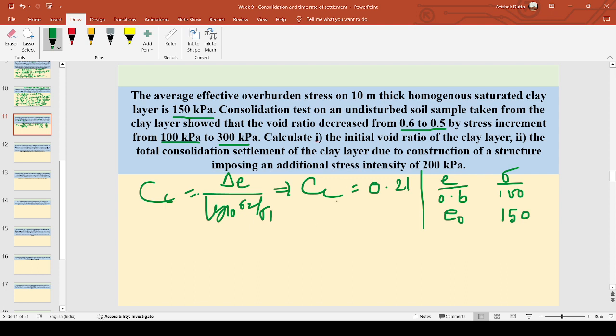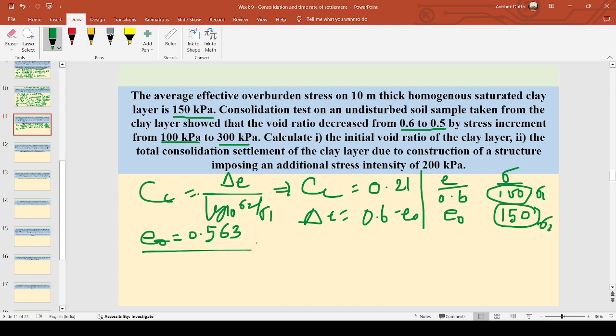Again, using the same formula, del E equals 0.6 minus E0, and sigma 2 will be 150 and sigma 1 will be 100 in the second case. Solving that equation, you will get the value of E0 as approximately 0.563. So the initial void ratio you find by first finding the compression index of the soil. This is the first question.